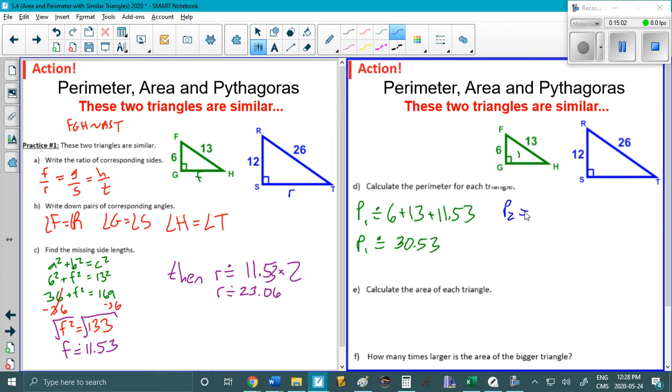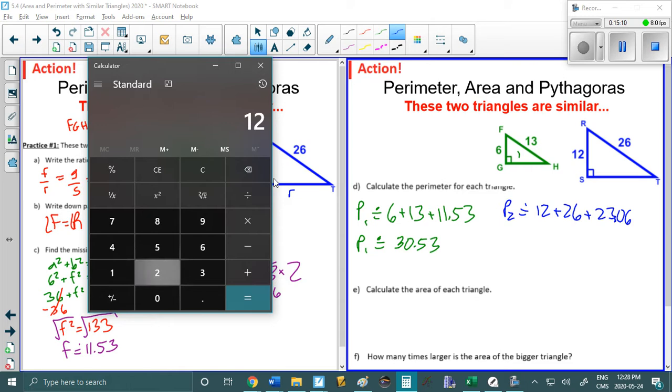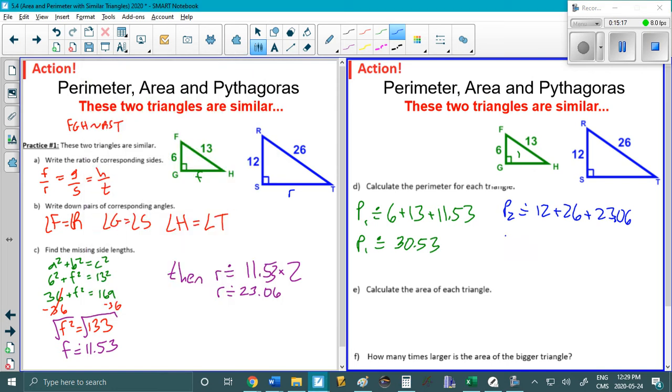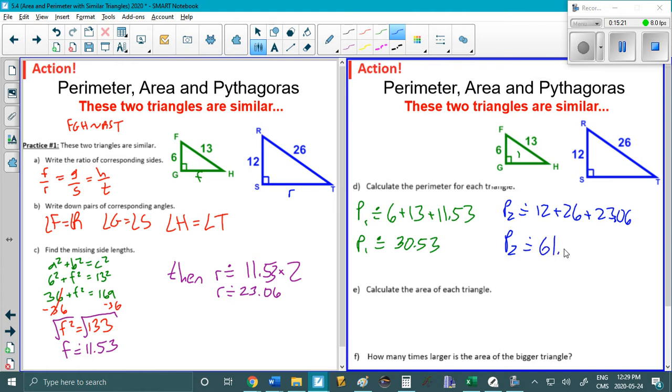So P2 is approximately 12 plus 26 plus 23.06. So 12 plus 26 plus 23.06. 61.06, that's exactly what we got. So P2 is approximately 61.06. Now we will find the area.